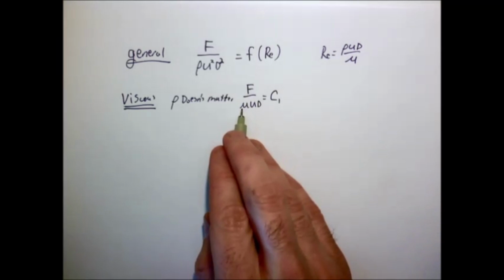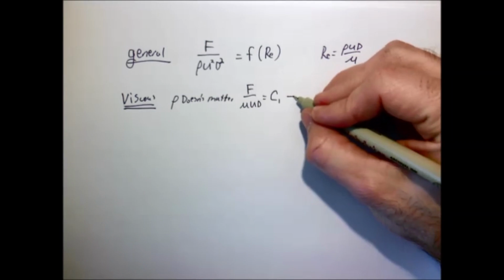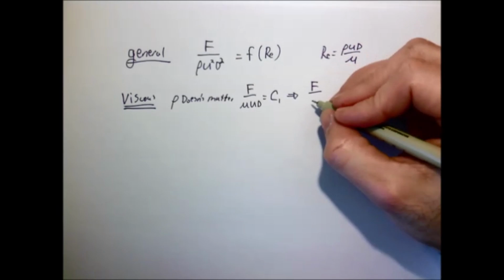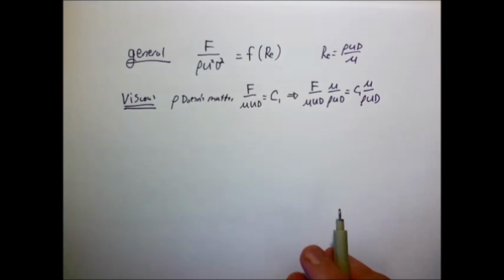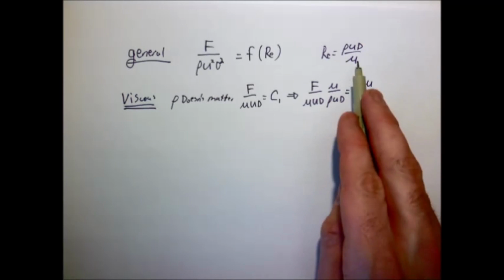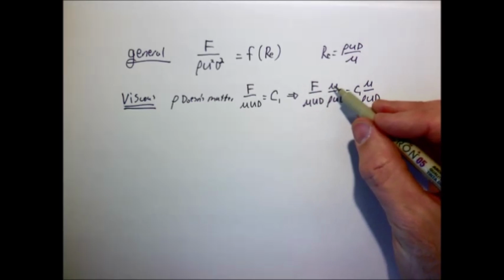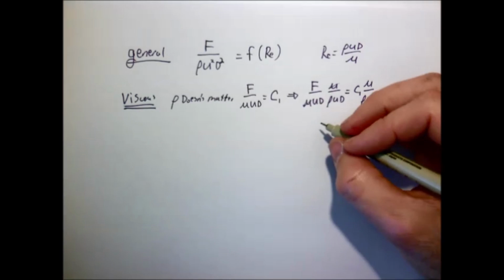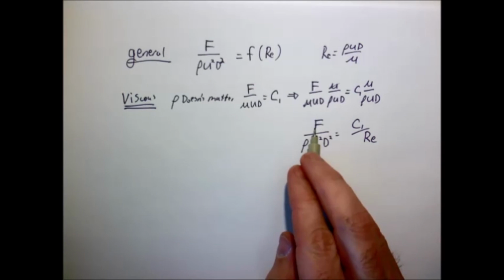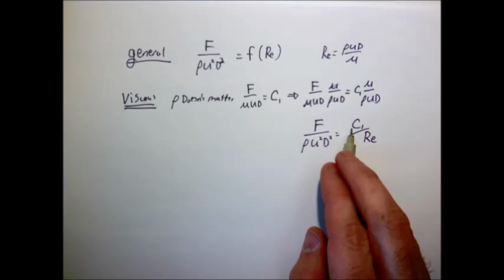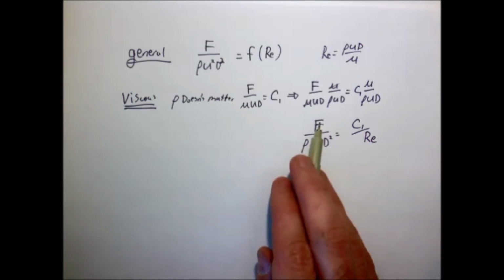the force divided by mu u d is some constant, I'll call it C1. And another way of writing that is I can multiply both sides of the equation by mu over rho u d, or divide it by the Reynolds number. And you see now some stuff cancels out. What I'm left with is that the force divided by rho u squared d is some constant over the Reynolds number. So I'm just trying to get my force in the same form.